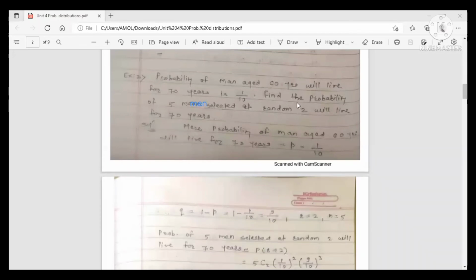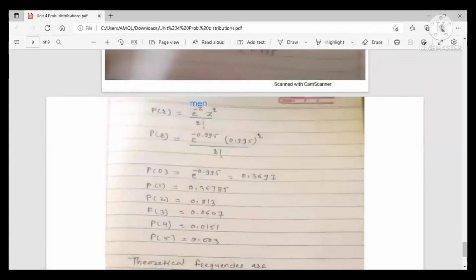Okay. Now the question is find the probability of 5 men selected at random. Means here the sample is of 5 men. Like in previous example, there was n number of trials. The value of n was 10. Here, the value of n is 5. Here, the sample is of 5 men selected at random. So n is equal to 5. And the probability of 5 men selected at random, 2 will live for 70 years.